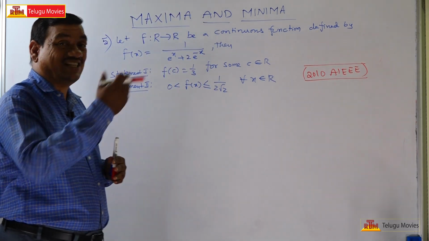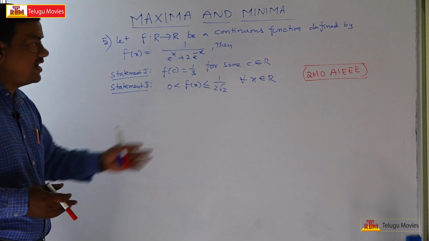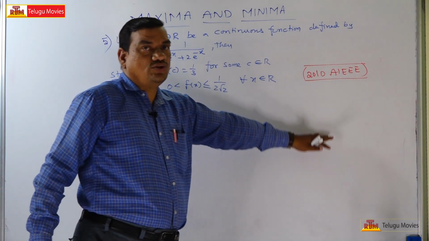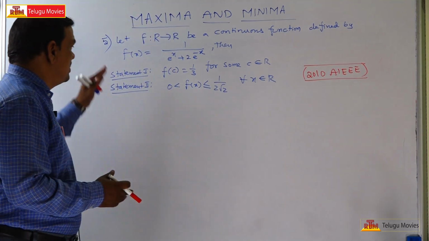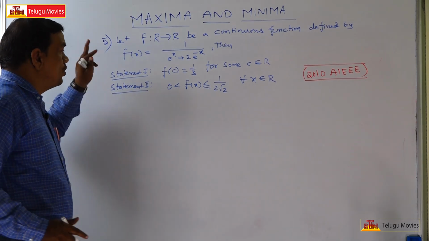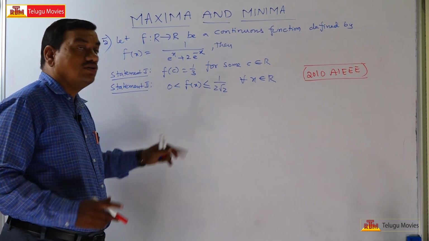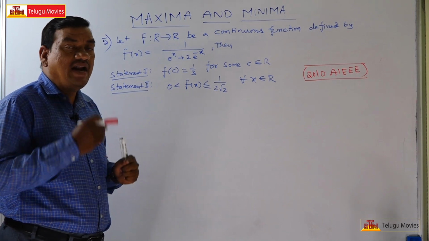Second statement is the correct explanation of first statement. All those things will be there. Already you know, I didn't write those things. Now let us check whether these statements are right or wrong. Whenever it is given like this, you have to find out the maximum and minimum value.